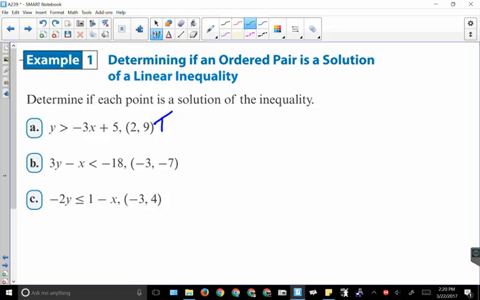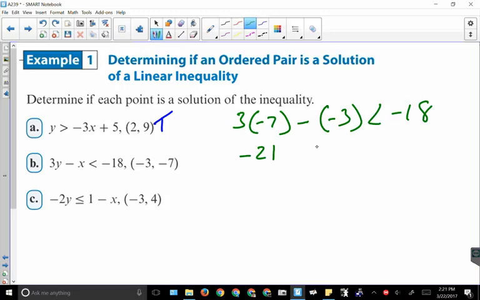What about this one? Now, I can just plug them in to see if it's actually going to work. If we're going to deal with this as an equation, then we definitely want the y on one side. So, this one here will be 3 times what's y? Negative 7. Minus what's x? Negative 3. Is that less than negative 18? Well, this is going to give me negative 21 plus 3. Is this less than negative 18? Well, let's see. Negative 21 plus 3 would give me negative 18.